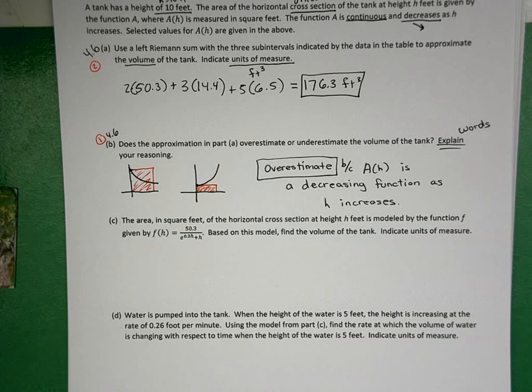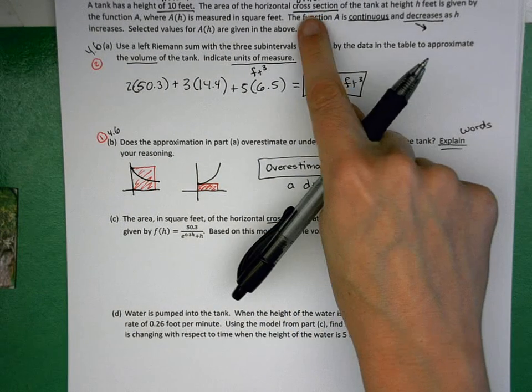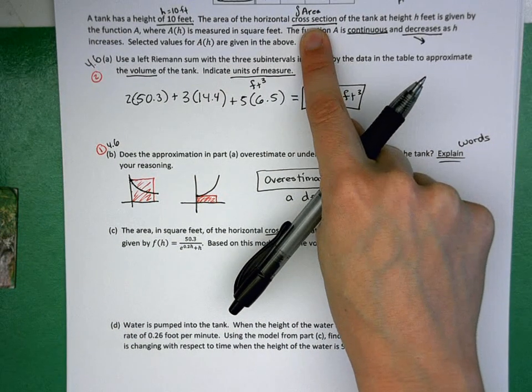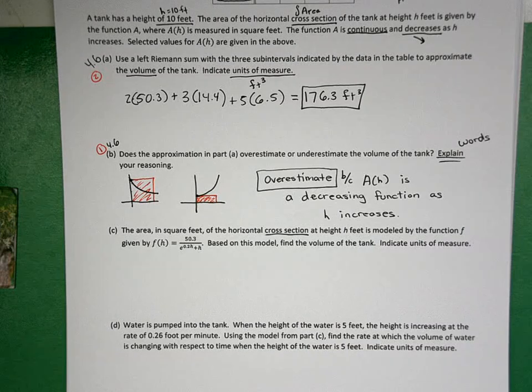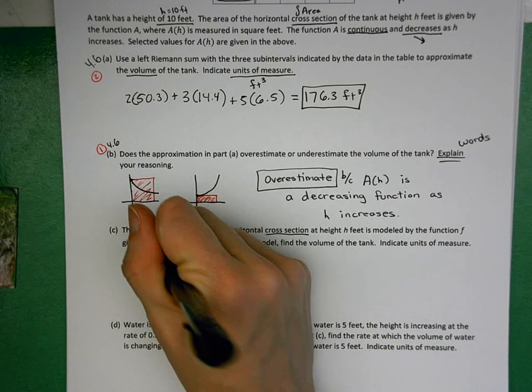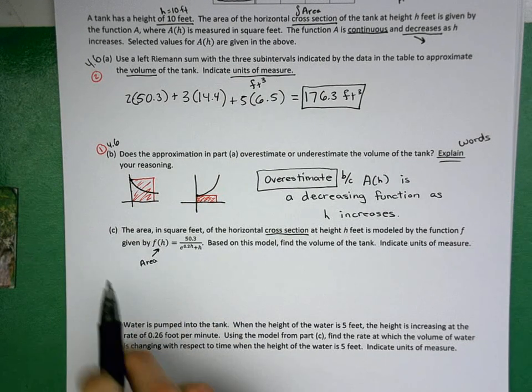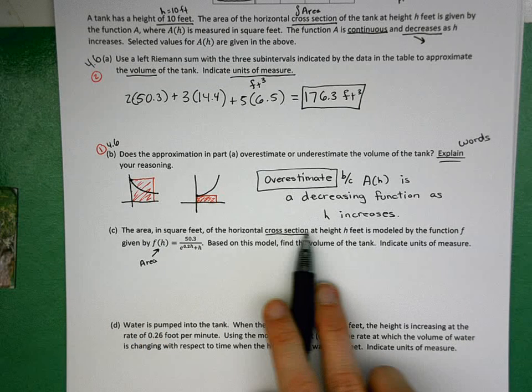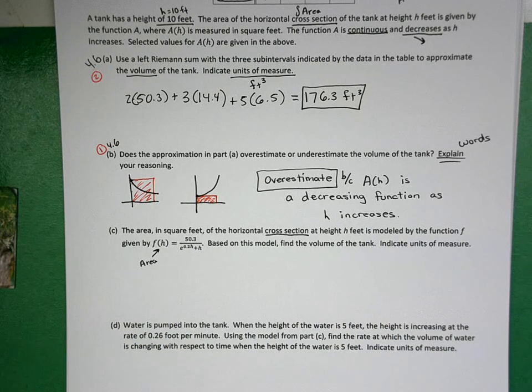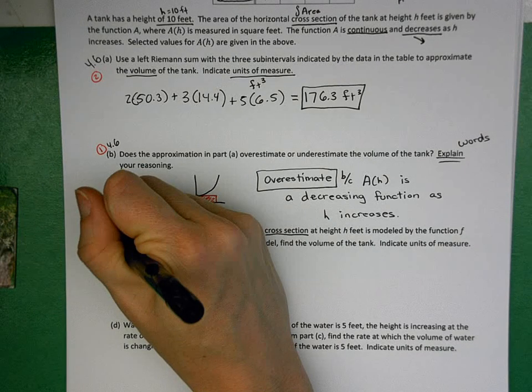We're on to part C. Part C says the area in square feet of the horizontal cross section. Okay, so there's that cross section word again. It's like that 6.3 integral of area here. Is modeled by the function given by f of h. Okay, so now I actually have an area formula. This right here is my area, right? Area in square feet is modeled by the function f. Based on this model then, find the volume. Okay, so this is pretty much exactly out of 6.3.